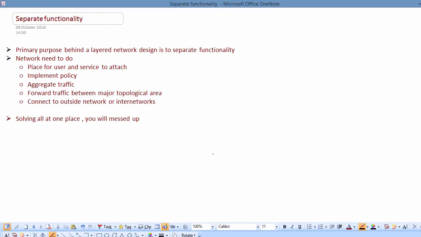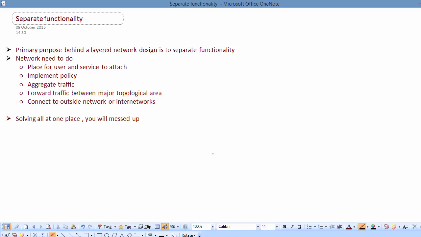Next thing is separate functionality. One of the two primary purposes behind a layered network design is to separate functionality. Networks typically need to do the following: provide a place for a user and a service to attach, implement policy including marking packets for quality of service, performing admission control, implementing security measures, aggregation of traffic and network topology information, forwarding of traffic between major topological areas or sites within a network, or connecting to the outside networks or the internetworks.